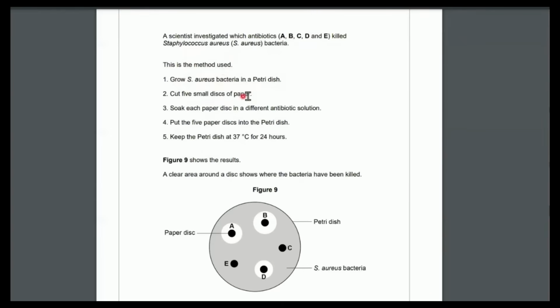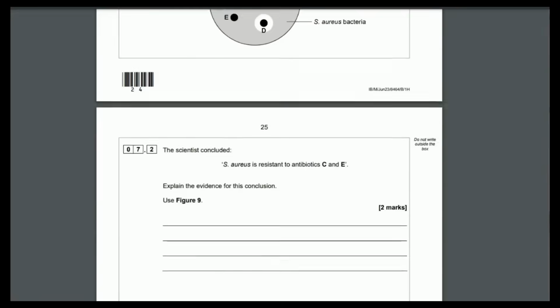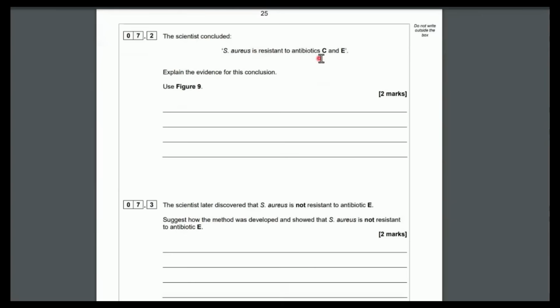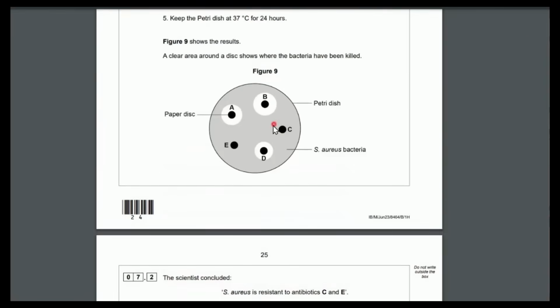Scientists investigated which antibiotics, A, B, C, D, or E, killed Staphylococcus aureus, S. aureus bacteria. This is the method used. So they grew the S. aureus bacteria in a petri dish, cut 5 small discs of paper, soaked each disc in a different antibiotic solution, put the 5 discs into the petri dish, and kept the petri dish at 37 degrees for 24 hours. Figure 9 shows the results. A clear area around the disc is where the bacteria have been killed.